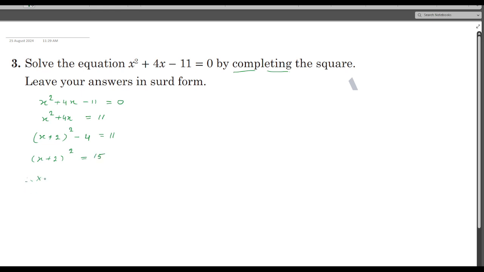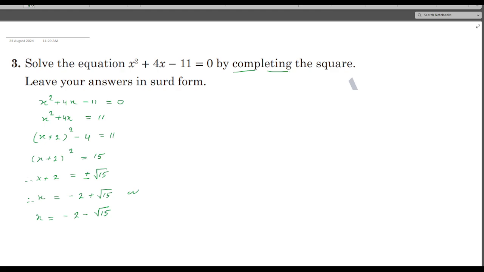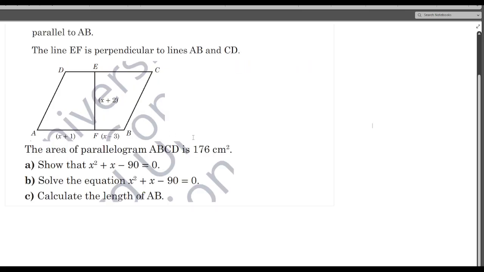And therefore, taking the square root on both sides, x plus 2 is plus or minus root 15. Therefore the value of x is minus 2 plus root 15, or the value of x is minus 2 minus root 15. Don't convert this into decimal form, as your problem mentions to leave your answer in surd form. Now next question.